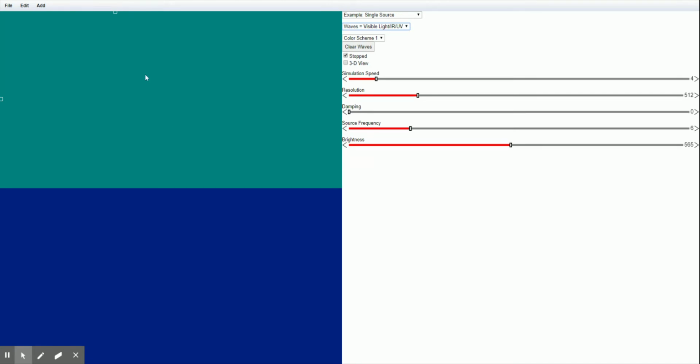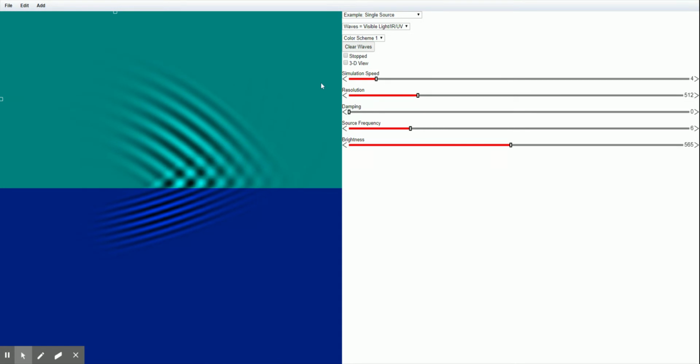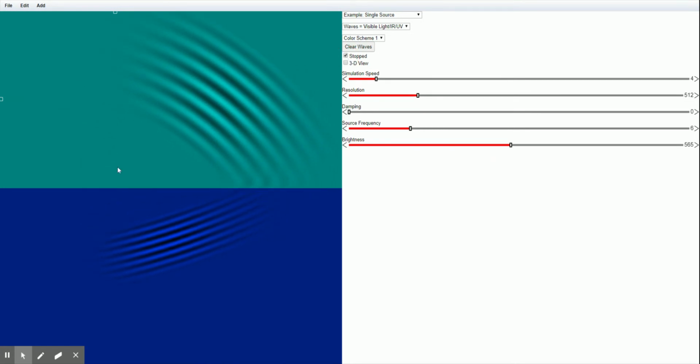Now, I'm going to be sending off a ripple propagating at some angle that's not head on with the normal to the boundary. So let's hit play and see what happens. Okay, here it's propagating. I'm going to stop it for a second. It was propagating in this direction. Notice what happens. It came off at a different angle than it struck the boundary at, and the wavelength changed.